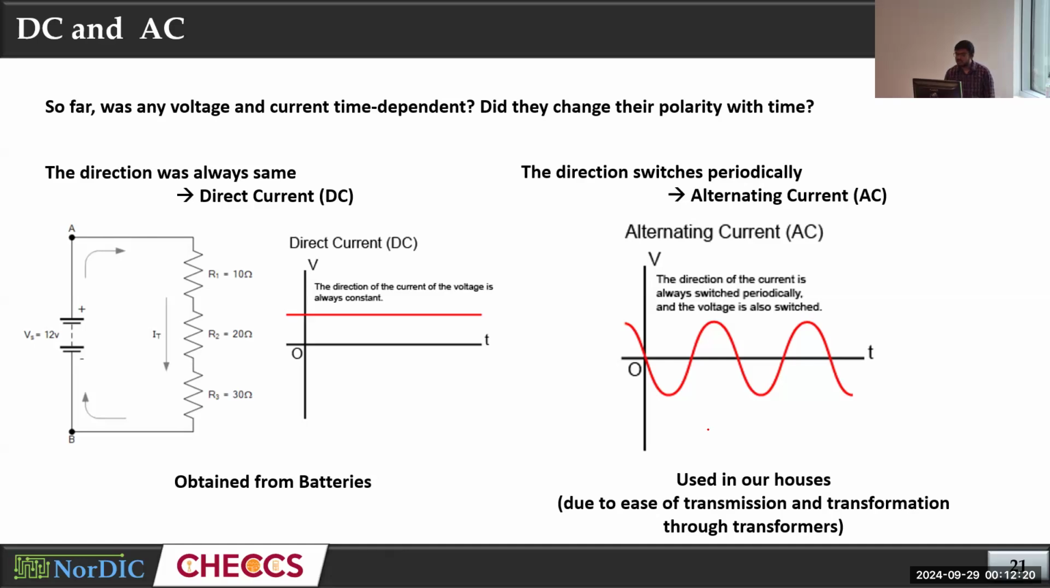So for AC, the scenario is different. It doesn't remain constant over time, but it changes over time, and changes in a way that it switches its polarity. You can see here, for this portion the voltage or current is negative, and for this portion it is positive. Same thing, negative and positive.